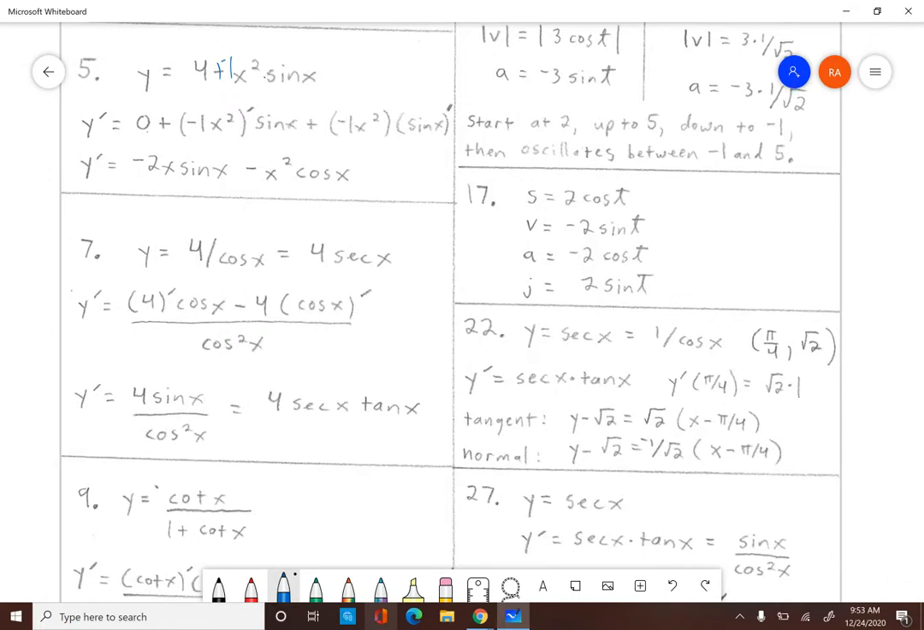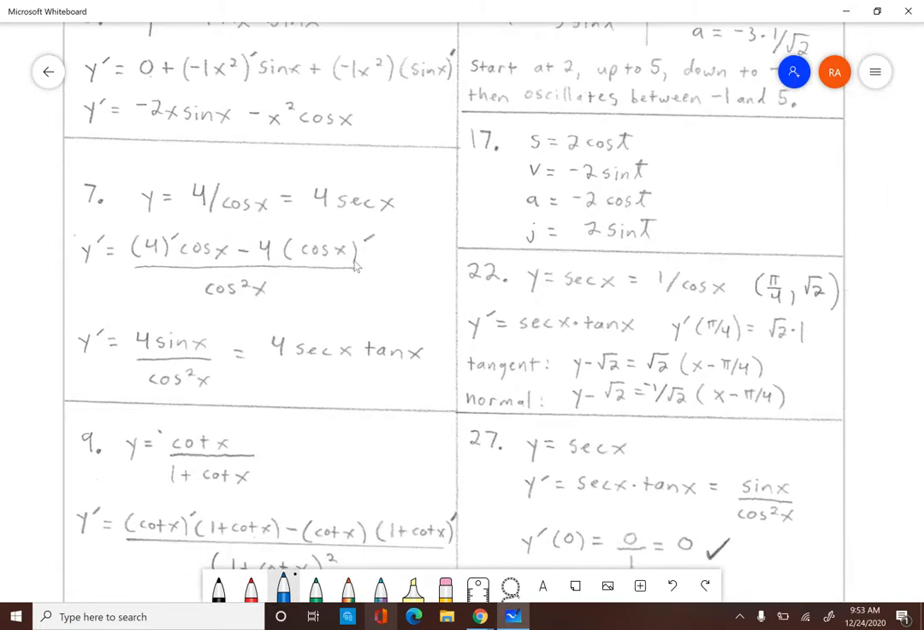So for 7, there's 2 different ways you can do it. It's 4 over cosine of x. So you can either bring the cosine up to make this 4 secant of x, take the derivative of 4 secant of x, that's equal to 4 secant of x times tangent of x. Or you can set up your quotient rule.